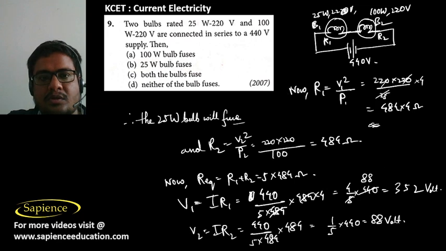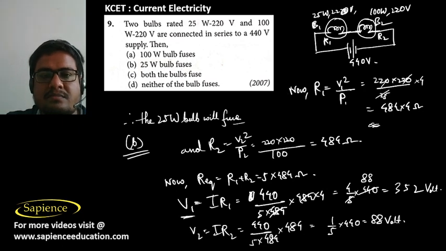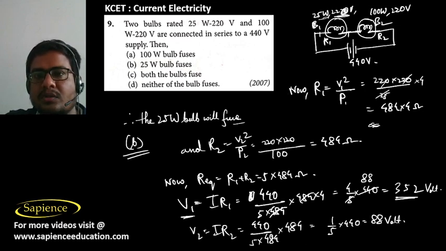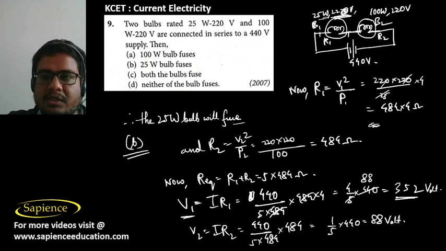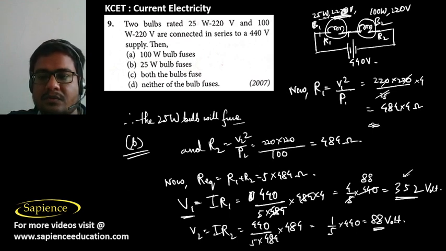So therefore the answer is, the 25-watt bulb will fuse. It means option B is the correct answer. Here we have found that the voltage drop across bulb 1 is more than the rated voltage, which is 220 volt. But in case of the second bulb, the voltage drop across it is less than the rated voltage. So the second bulb will not get fused, but the first bulb will get fused.